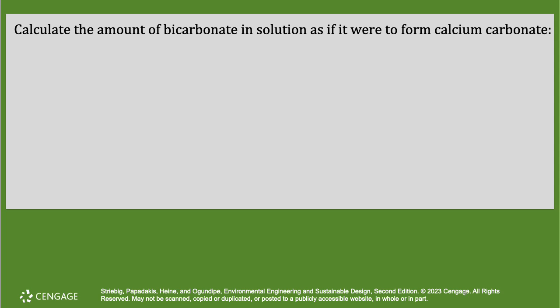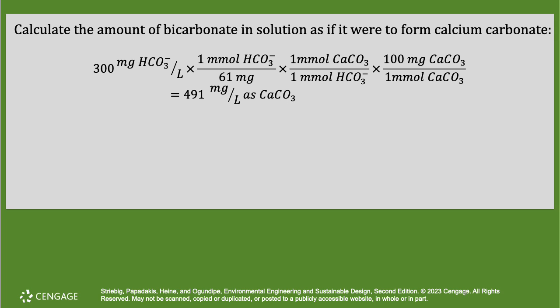The next thing we need to do is to calculate the amount of the bicarbonate in the water and how much calcium carbonate it could potentially form in solution. We were given that there was 300 milligrams of the bicarbonate ion, HCO3-, per liter of solution. The molecular weight of the bicarbonate ion is 61 milligrams per millimole. So we convert to the moles of the bicarbonate ion, and we note that there's 1 carbonate ion in each mole of calcium carbonate, so that we have a 1-to-1 ratio of the bicarbonate ion to the calcium carbonate. Again, we're converting this as if it were to form the calcium carbonate, so we multiply by the molecular weight of the calcium carbonate, 100 milligrams per millimole, giving us a total mass of 491 milligrams per liter if all the carbonate in solution were to form calcium carbonate.